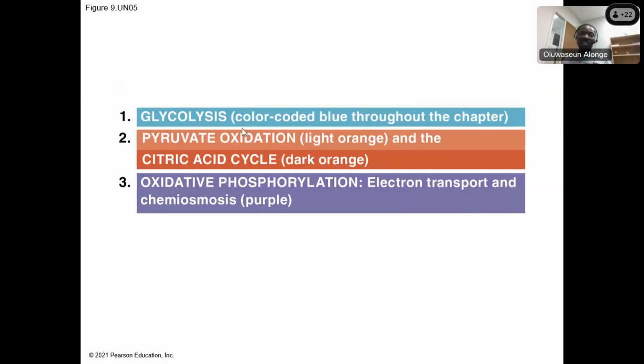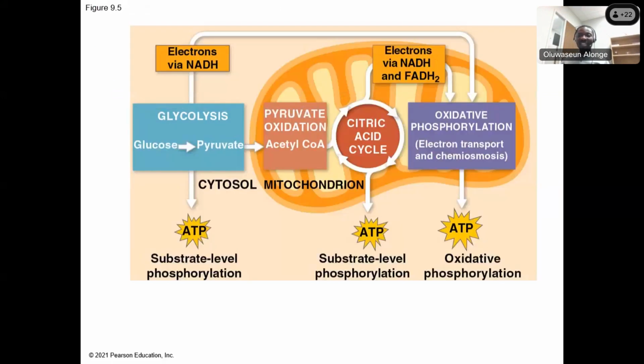Now, this shows you again the stages. You see, glycolysis is the first. You have pyruvate oxidation, then the citric acid cycle, and then you have the oxidative phosphorylation, which is the electron transport chain and chemiosmosis. I'll talk about each of them. They are very interesting stages. Now, this is the glycolysis.